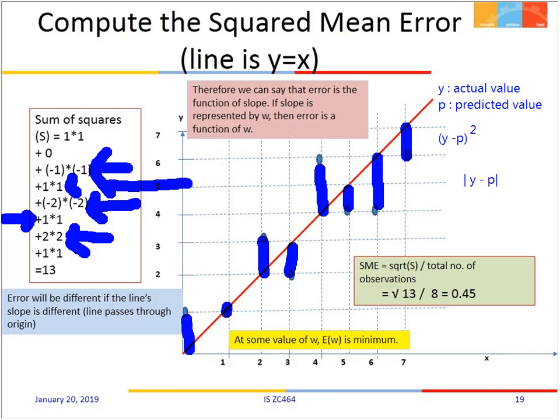Fine. So yeah, the total number of observations was 8. That is why, in order to find the mean squared error, we are dividing it by 8. Okay, fine.